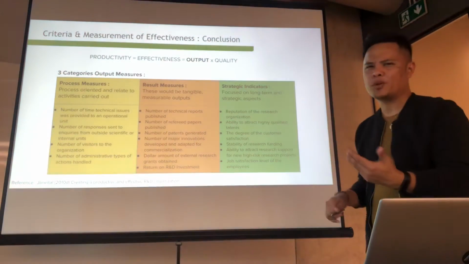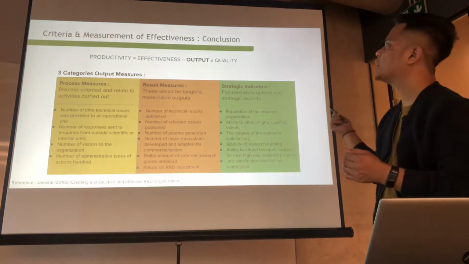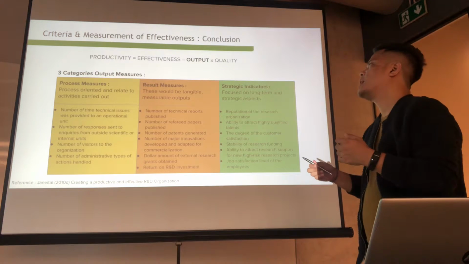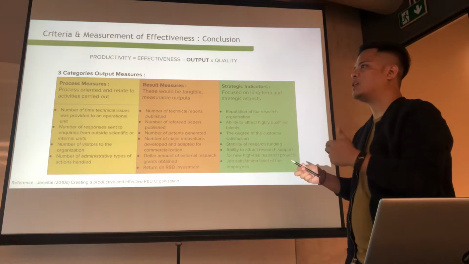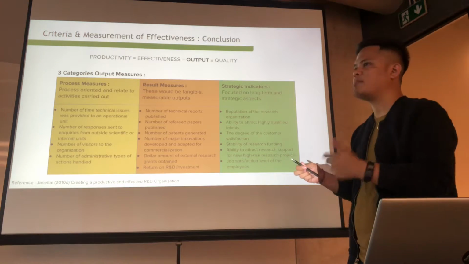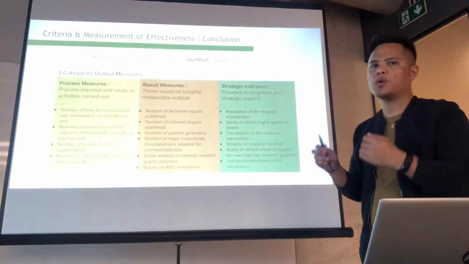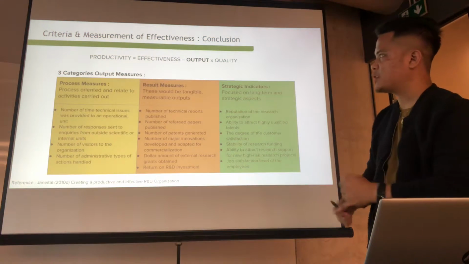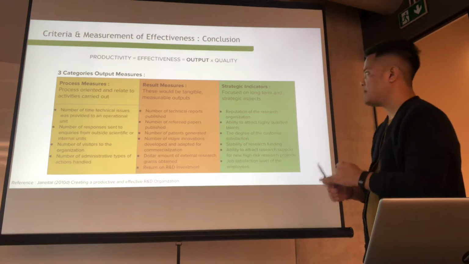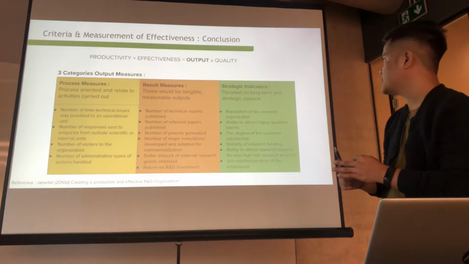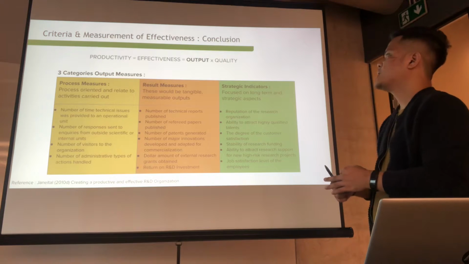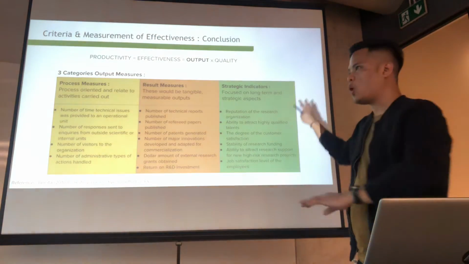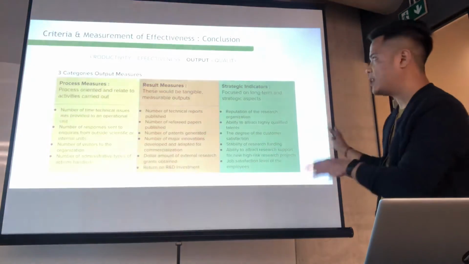So, what is output? Naka-highlight kasi dito si output. There are three different categories on how you will be able to measure an output. So, I listed them down. First one is process measures. Second is result measures. And third is strategic indicators. So I won't be reading all of this. So you all have the resources. I'll share this slide to you.